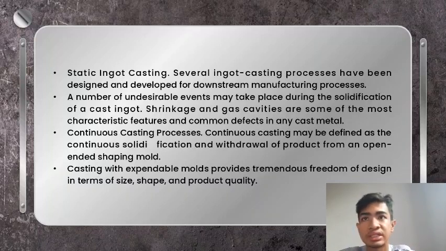Continuous casting process. Continuous casting may be defined as the continuous solidification and withdrawal of product from an open shaping mold. The earliest method of continuous casting occurred in the 1800s with patents by Sellers for manufacture of lead pipe and by Lake in America for continuous casting of non-ferrous metal tube. Today, continuous casting is a common production method for steel, copper alloy, and aluminum alloy.